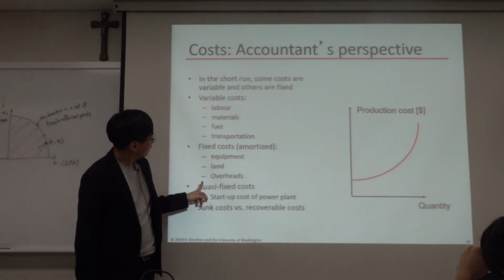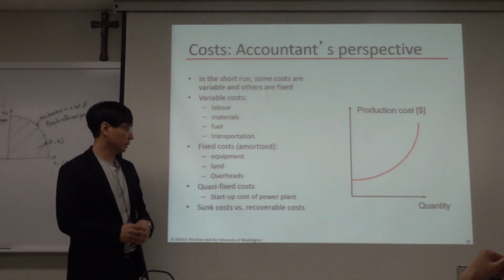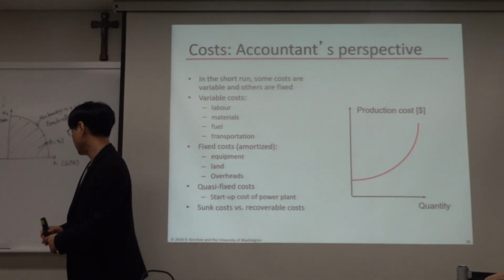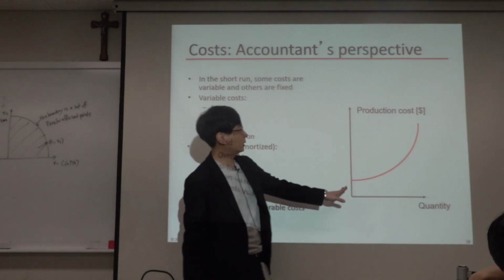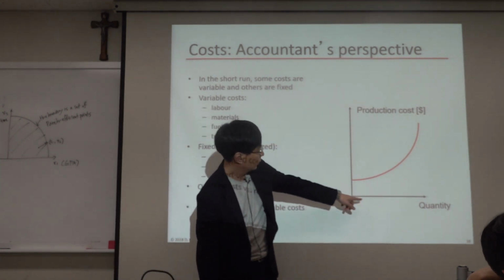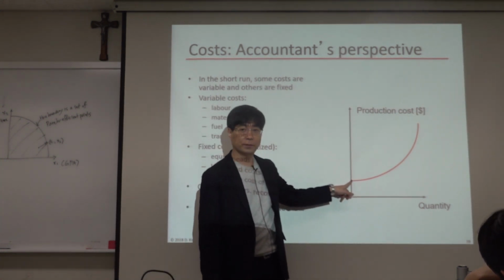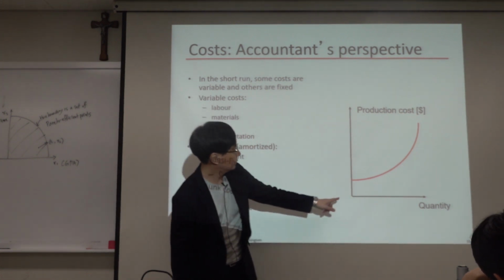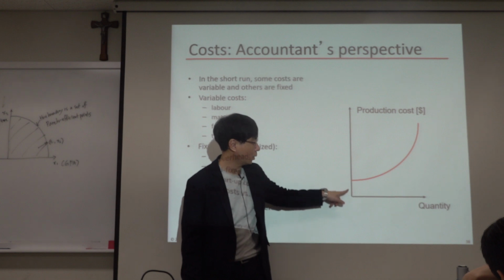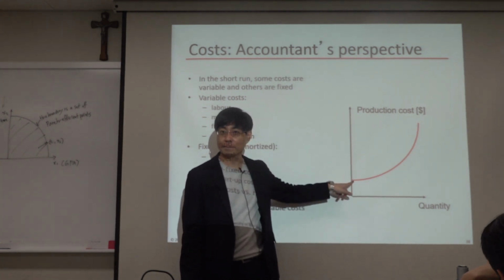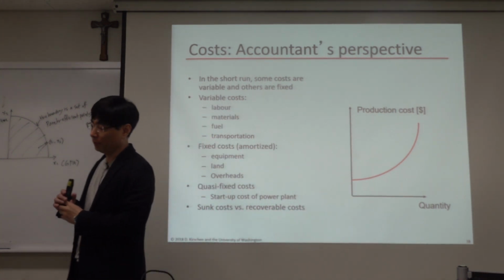What about quasi-fixed cost? Quasi-fixed cost means that when you draw this kind of production cost, when the quantity is 0, we have this fixed cost. But you can think of a dot here and a circle here. So there is a quantum jump. So what does that mean?